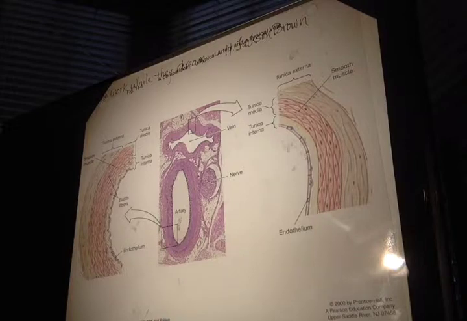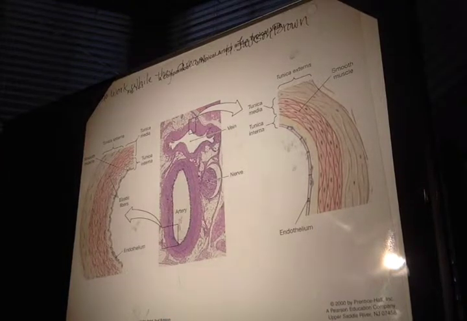Then you have the tunica media. What does media mean? Middle. The tunica media is made up primarily of smooth muscle. So in some books, this is called the tunica muscularis.